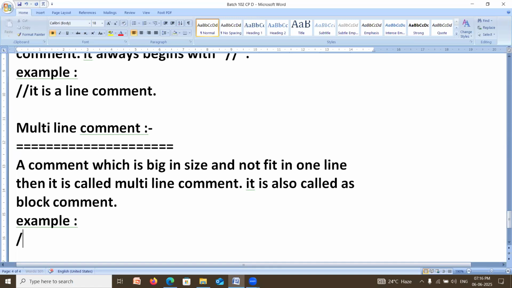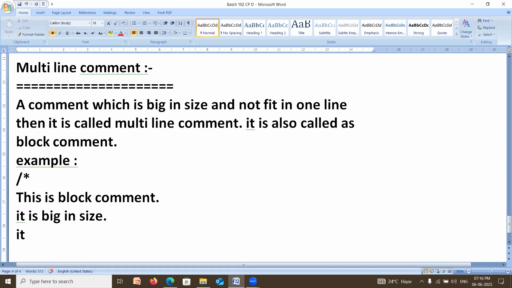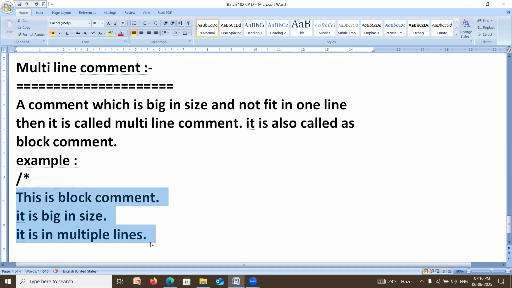First, we need to start the block comment with a slash star. Here we need to write the comment. This is a block comment. It is big in size. It is in multiple lines. How many lines of comment can I write here? More than one line. So it is called a block comment, a multi-line comment.